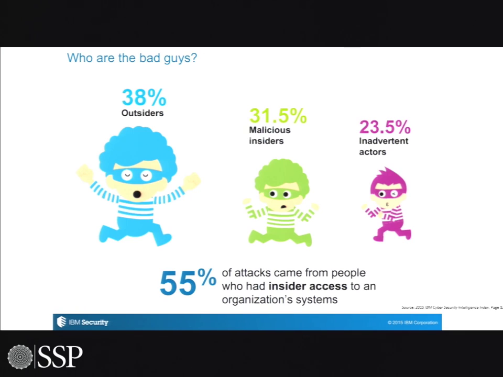And the purple guy, the 23.5%, is inadvertent actors. These are people who are maybe the victim of a phishing campaign, maybe professors handing out their credentials to sites in different parts of the world, and they inadvertently open the door for outsiders. But it's not like the outsiders have to do real tough hacking work to crack a firewall or whatever security system is in place. They actually manipulate a person on the inside to get in.